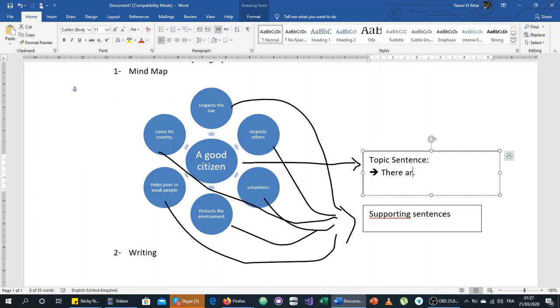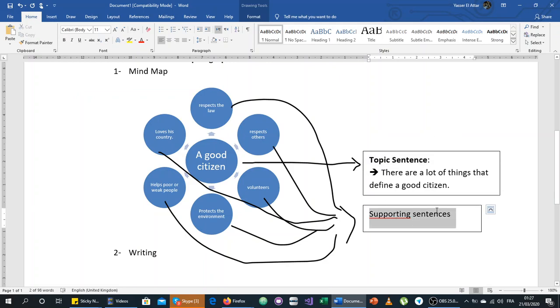There are a lot of things that define a good citizen, okay. If we read this topic sentence, we know that we are going to talk about what we call the good citizen, okay. The criteria, or the features, or whatever it is, the details of a good citizen, okay.